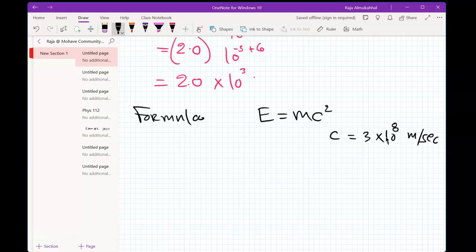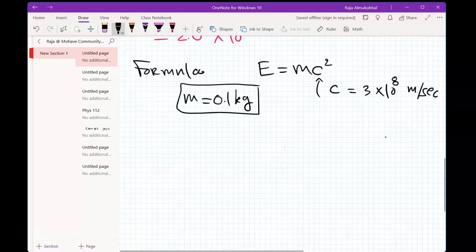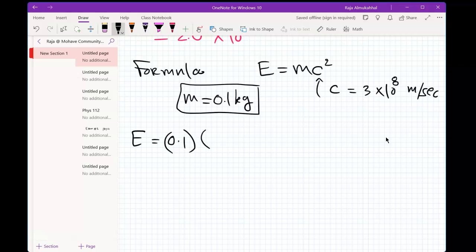I'm going to enter it into the formula in c squared here. And let's say the mass, let's pick any mass. Let's say the mass is 0.1 kilogram, for example. Okay, so 0.1 kilogram for the mass, and the speed of light is 3 times 10 to the 8. So let's plug them in there, and I will show you how to do that. So in this case, the energy: the mass is 0.1, it's right here, times c squared, so that's 3 times 10 to the 8, quantity squared.